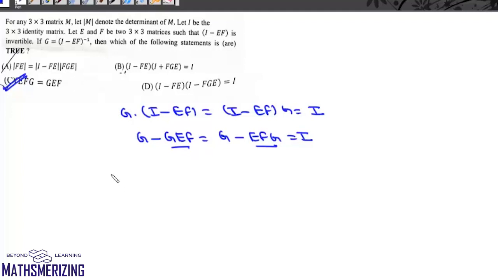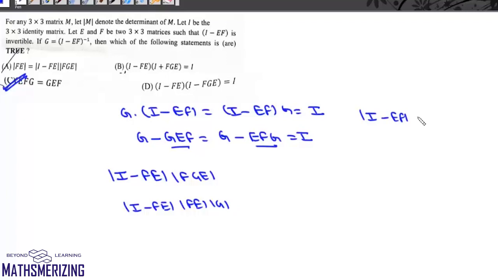Now if you look at this option A, it is determinant of (I minus FE) into determinant of FGE. Now this is determinant of (I minus FE) into determinant of FE into determinant of G. Now from this first one, if we take this determinant, we can write determinant of (I minus EF) into determinant of G, it is equal to 1. So this is equal to determinant of FE. That means this option A is also correct.